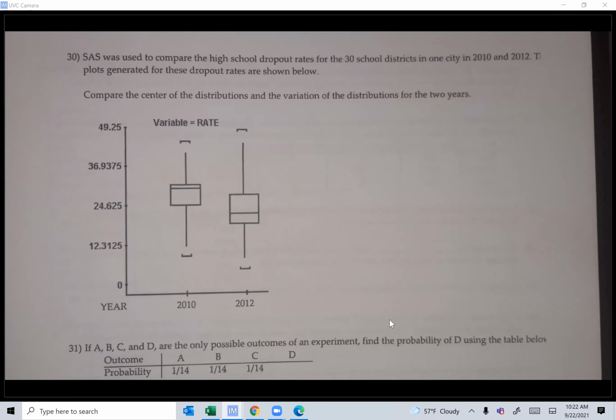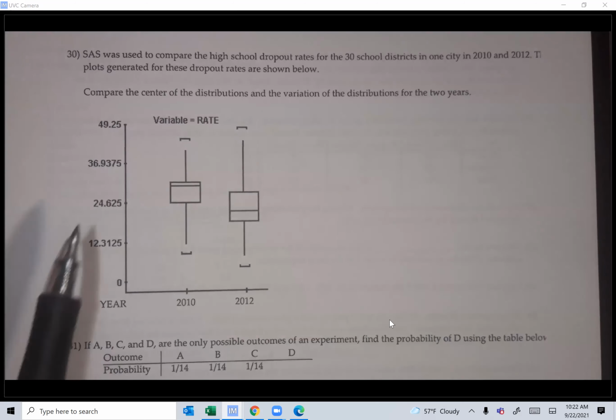SAS was used to compare the high school dropout rates for the 30 school districts in one city in 2010 and 2012. The plots generated for these dropout rates are shown below. Compare the center of the distribution and the variation of the distribution for the 2 years. Okay, what can we say here, guys? Where do we see more variation? We see more variation in 2012 than 2010.